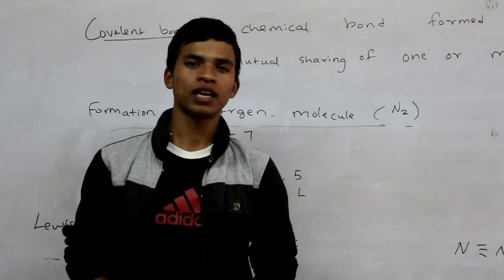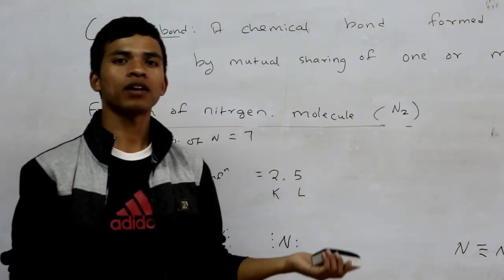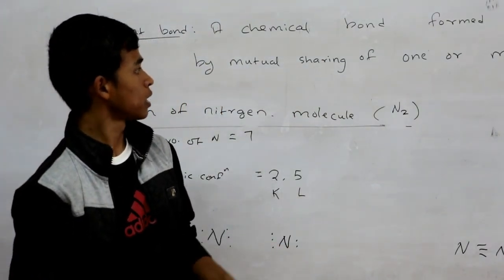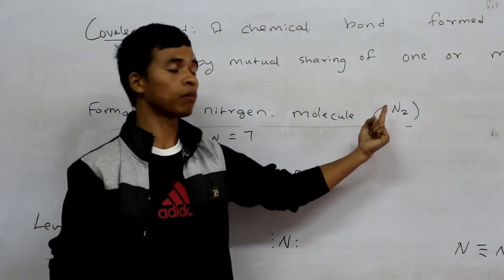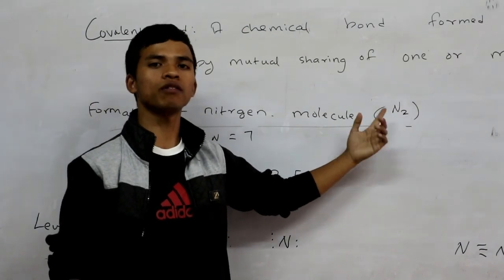Okay, that's it for today. We will continue in the next class with the different kinds of bonds. Here we saw bonds between atoms of the same element, but we will see more about covalent bonds between atoms of different elements.